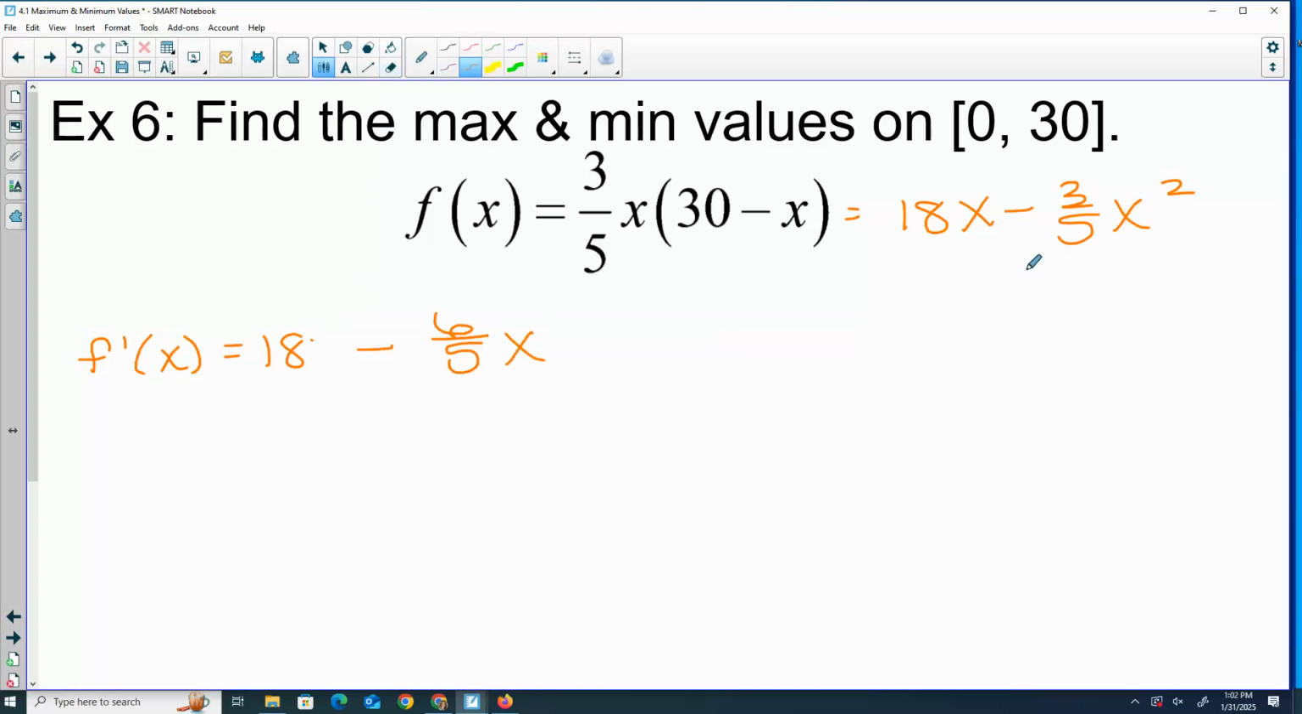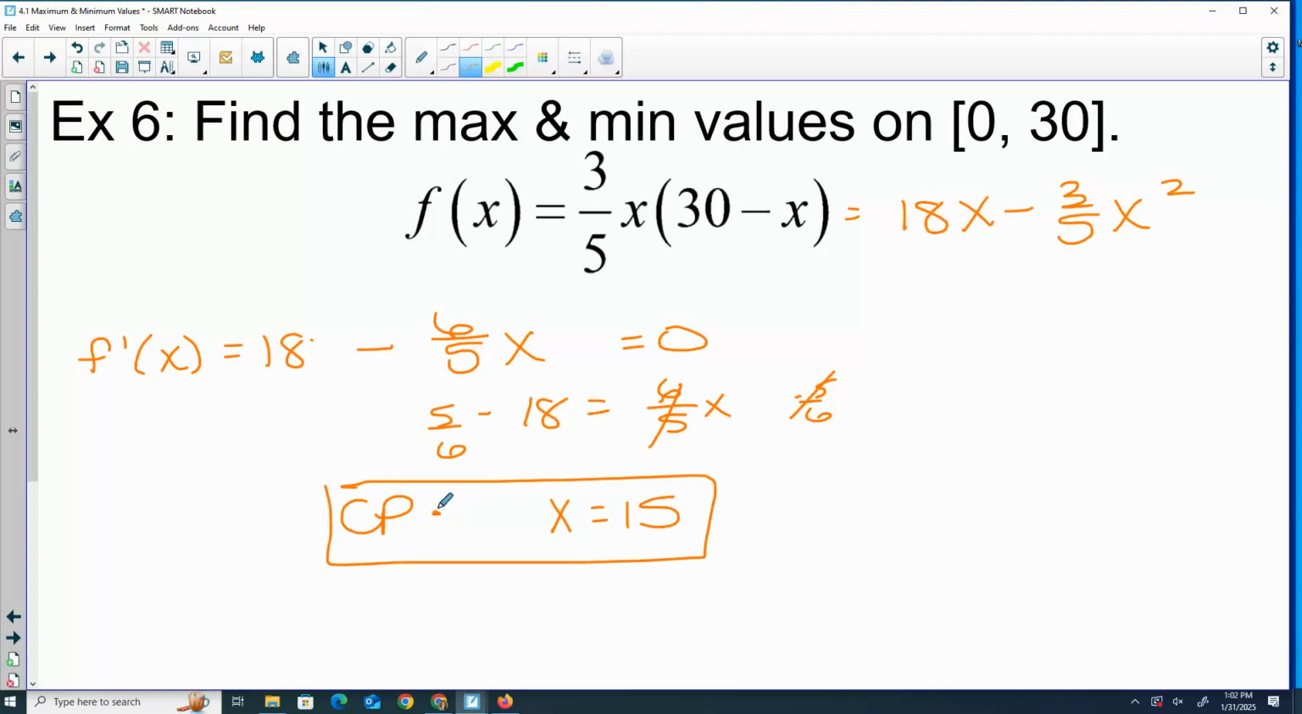Is that ever undefined? No. So I just need to know when it's 0. Okay, let's try it without a calculator. If I multiply by 5 over 6, what's 18 divided by 6? 3. Times 5 is 15. That's so much easier. So my critical point is at 15.